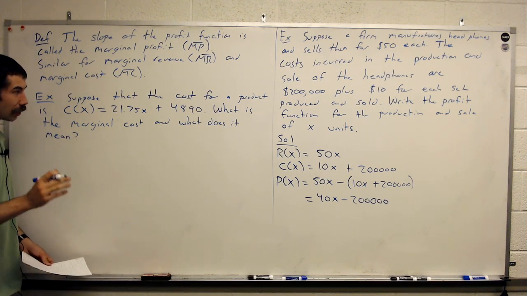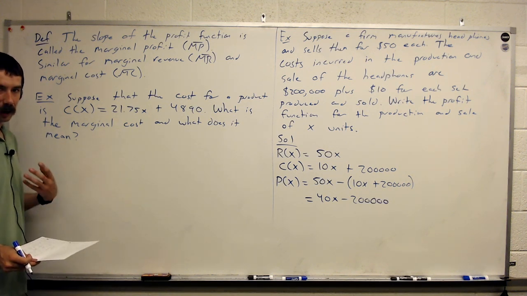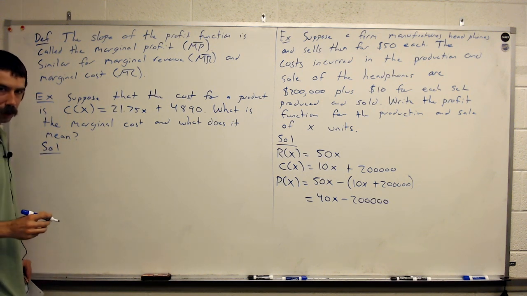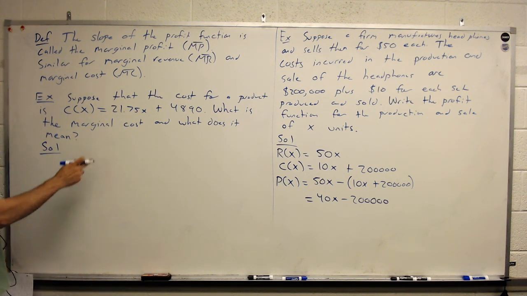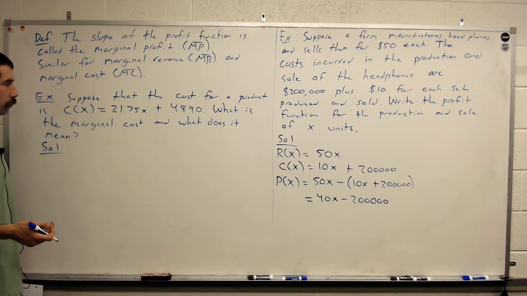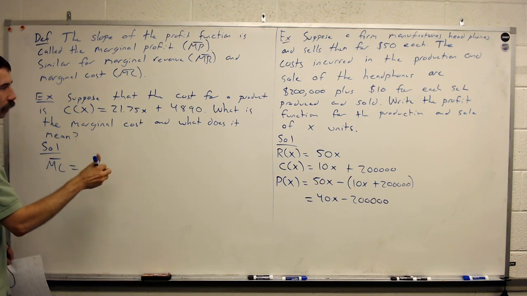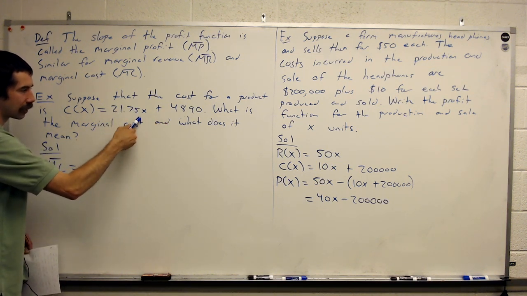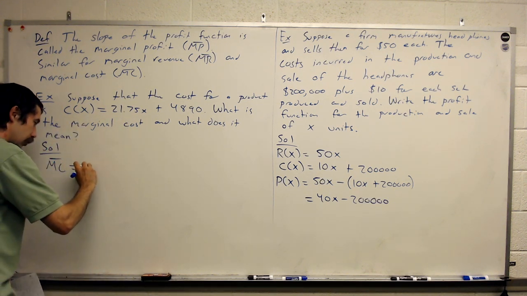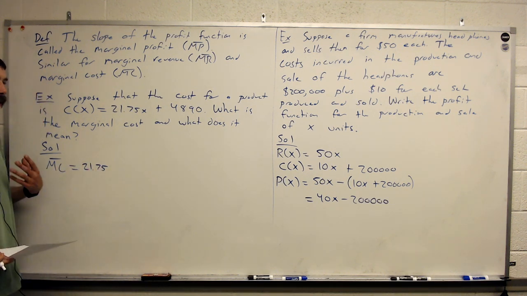All right, so again, I encourage you to pause the video and try this on your own. It's very easy to just watch me solve the problems, but I want you to learn, okay? So welcome back from the pause. How do we find the marginal cost? It's the slope of our cost function. How do we get the slope here? It's just the number next to x, at least when our cost function is a line, which it is. So that's our marginal cost.